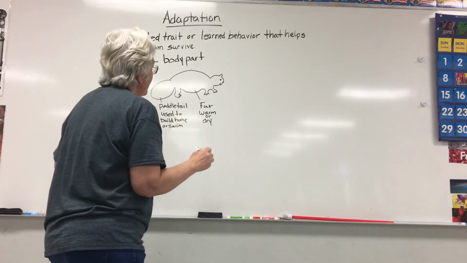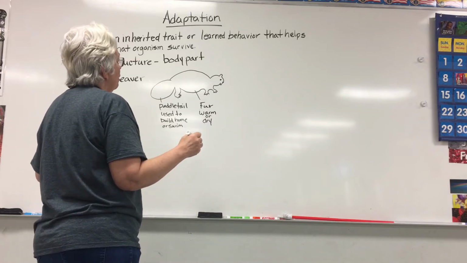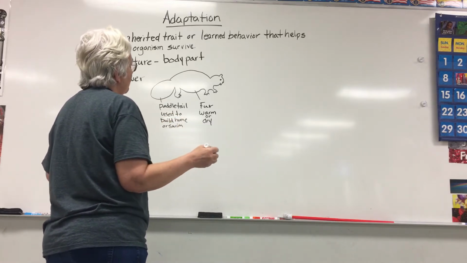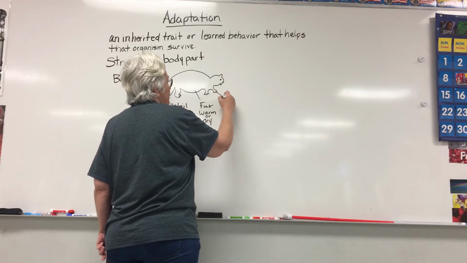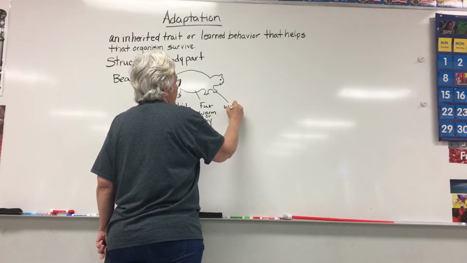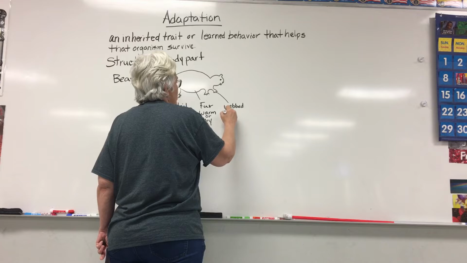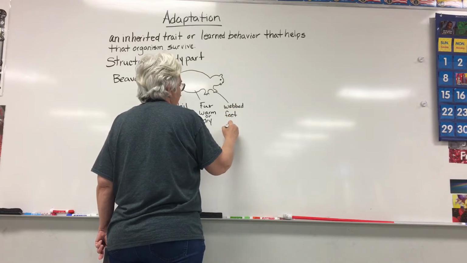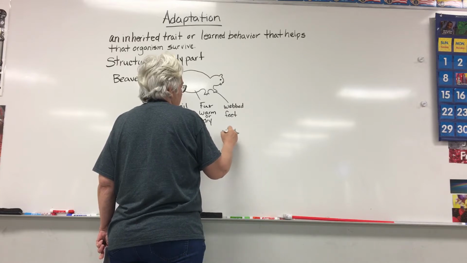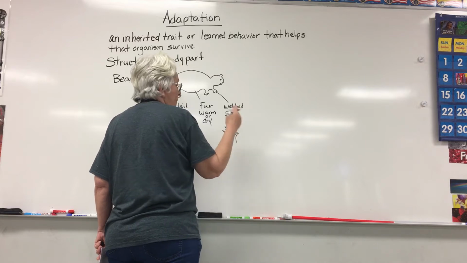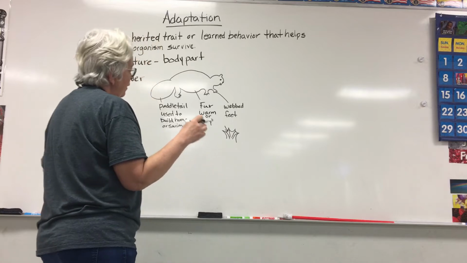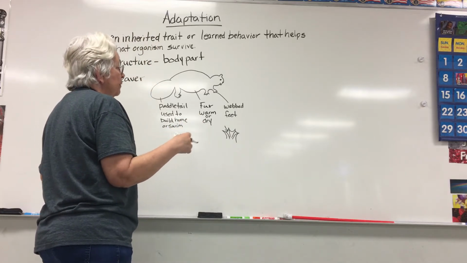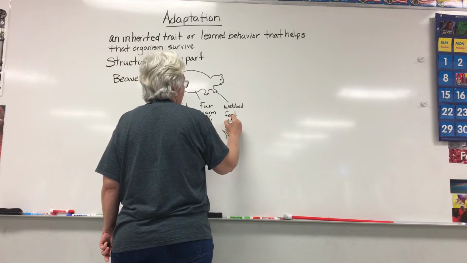All right, so the next feature that we want to look at, besides the paddle tail and the fur, are his webbed feet. He has webbed feet in between his toes, so this is a toe, and this is a toe, and this is a toe, and this is a toe. So here's the toes. In between it is this webbing, and this webbing helps him to do what? Swim. Yeah, it helps him swim.